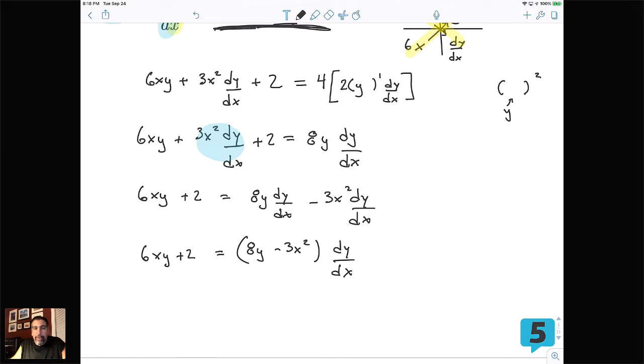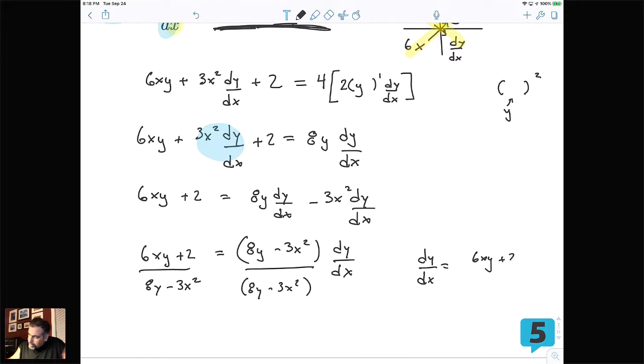And as soon as that dy over dx is factored out, we now can isolate that dy over dx by dividing both sides by this factor here, 8y minus 3x squared. And that will get the dy over dx by itself, which I'll write over here. And we'll end up with the answer dy over dx is equal to 6xy plus 2 over 8y minus 3x squared. And that is going to be left as our final answer in this case.